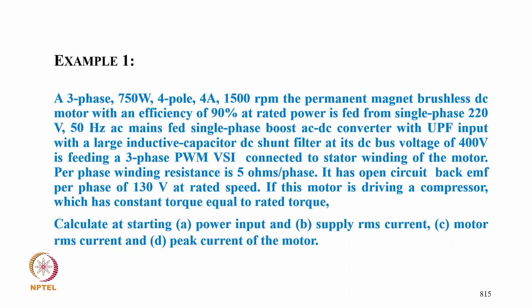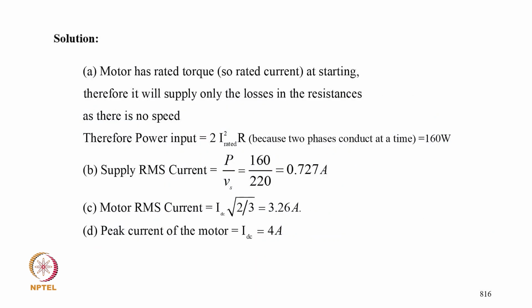It has an open circuit back EMF of 130 volt per phase at rated speed. If this motor is driving a compressor which has a constant torque equal to the rated torque, calculate the starting power input, supply RMS current, motor RMS current, and peak current of the motor.